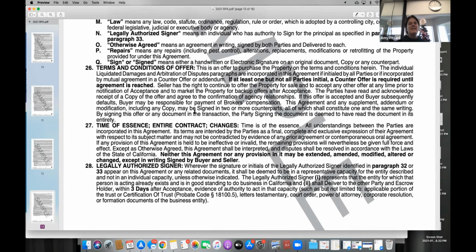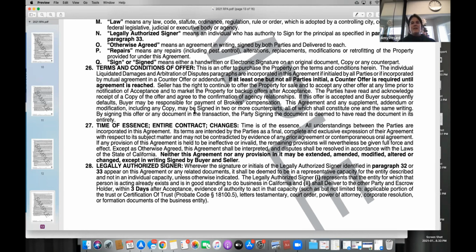The individual liquidated damages and arbitration of disputes paragraphs are incorporated into this agreement if initialed by all parties or if incorporated by mutual agreement in a counter offer or addendum. If at least one, but not all parties initial, a counter offer is required until agreement is reached. So everybody has to be in agreement whether we agree to or don't agree to liquidated damages and the arbitration of disputes. Okay.